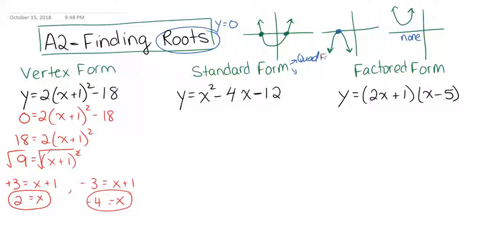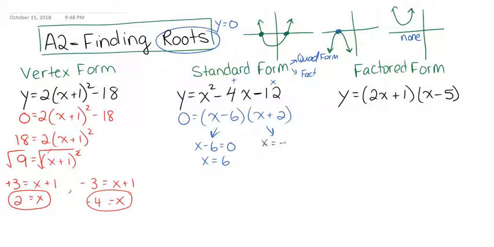Okay, if I want to find the roots from standard form, I could do the quadratic formula, or I could put it into factored form, whichever one you want. I'm actually going to factor it because I know it's a simple polynomial that multiplies to negative 12 and adds to negative 4. So x minus 6, x plus 2 works. And then I'm going to set each bracket equal to 0 and solve for x. So 6 and negative 2 are the roots.